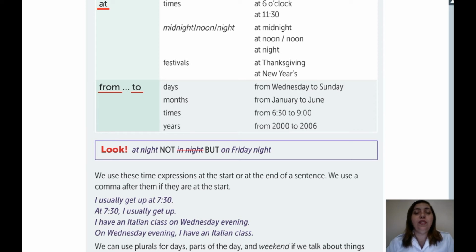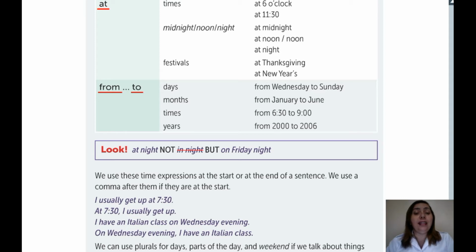All right, and to finish, we have the prepositions from to, to talk about days, months, times, years, talking about the start to the end. With days, let's listen to the example. From Wednesday to Sunday. With months, from January to June. With times, from 6:30 to 9 o'clock. And years, from 2000 to 2006.